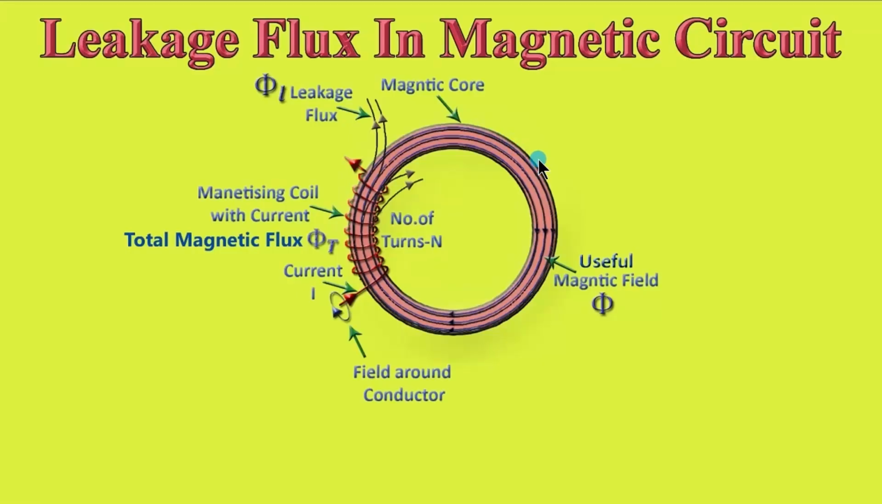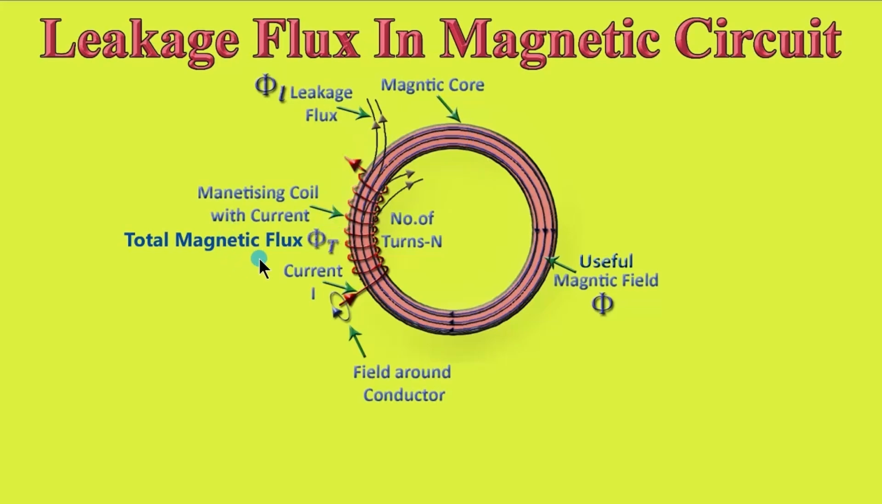Next, we will see some effects of electromagnets. Here, one magnetic core is wound with a coil which is having N number of turns and through which a current I is passing. So a field is created around this conductor and total magnetic flux phi T, which is created by the coil, passes through this magnetic core. From this total magnetic flux created by the coil, some of the flux is leaking outside of this core and some are passing through the core.